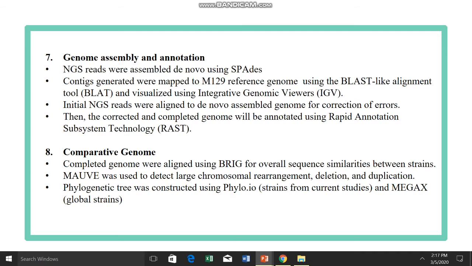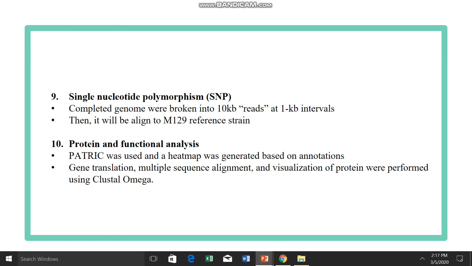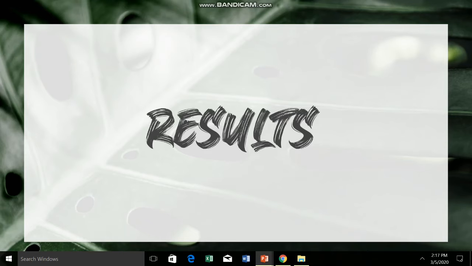Annotation will also be done using Rapid Annotation using Subsystem Technology, which is RAST. And then comparative genome analysis will be done to detect large chromosomal rearrangements, deletions, and duplications. MAUVE will be used, and to construct the phylogenetic tree, PhyloIO and MEGA X will be used. So single nucleotide polymorphism analysis, and then next is protein functional analysis. PATRIC was used, and a heat map was generated based on annotation. Next are the results obtained.